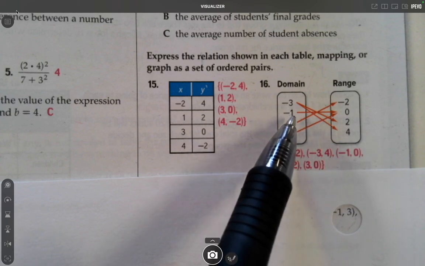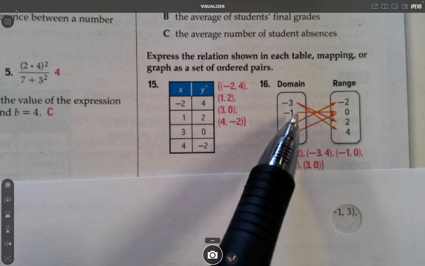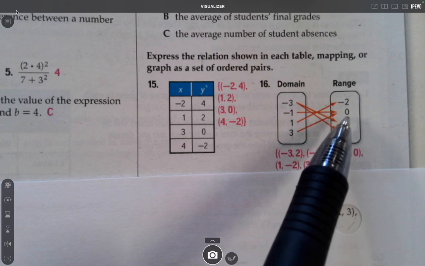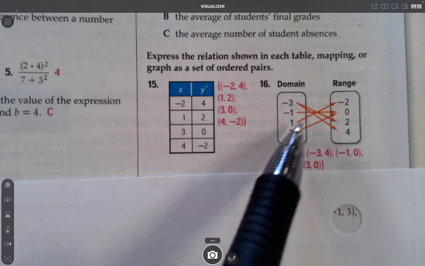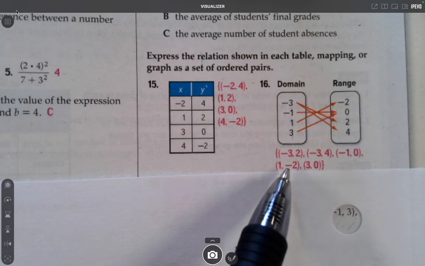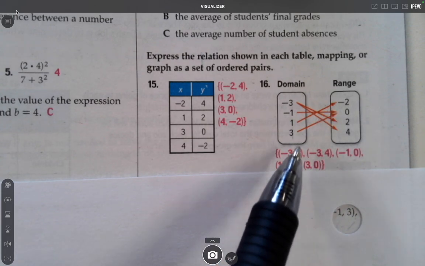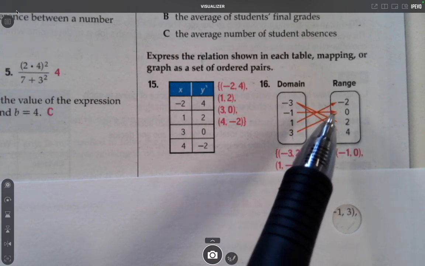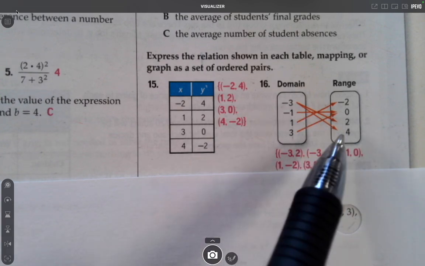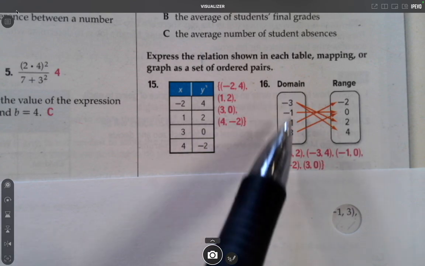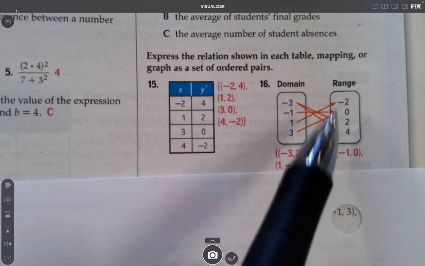Then we go down to the next number, -1, 0. So you just follow the arrows. That's the x value. What it goes to is the y value, -1, 0. Then +1 goes to -2. So we have +1, -2. Then 3 is the x value, pointing to 0, the y value. So just use the arrows to help you connect the x's, which are on the left, to the y's that are on the right.